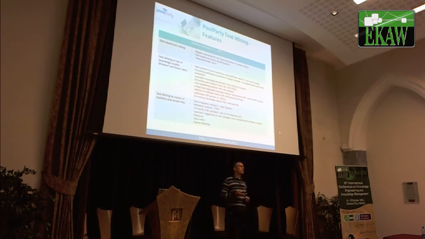Just an overview of the text mining features. Important to say is that we have three groups, and I won't go too much into detail here. We have rule-based text mining on top of the knowledge models based on the thesaurus and linked data, and also text mining by means of statistics and simple lists. These are, for example, TF-IDF, term frequency, and so on. We can provide reference corpora and do some research on the thesaurus.